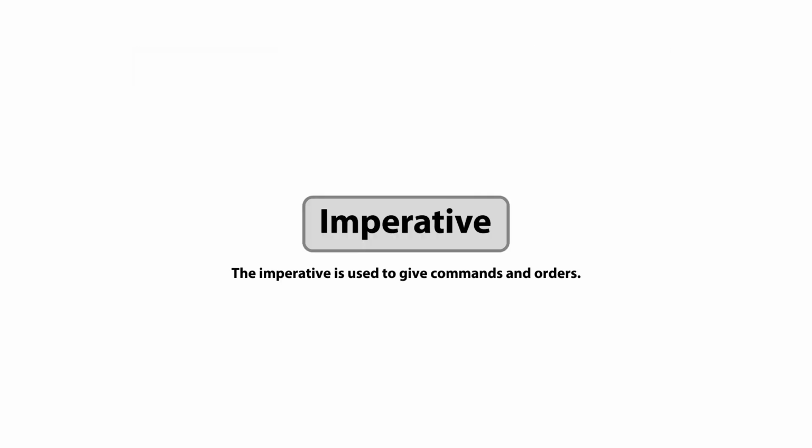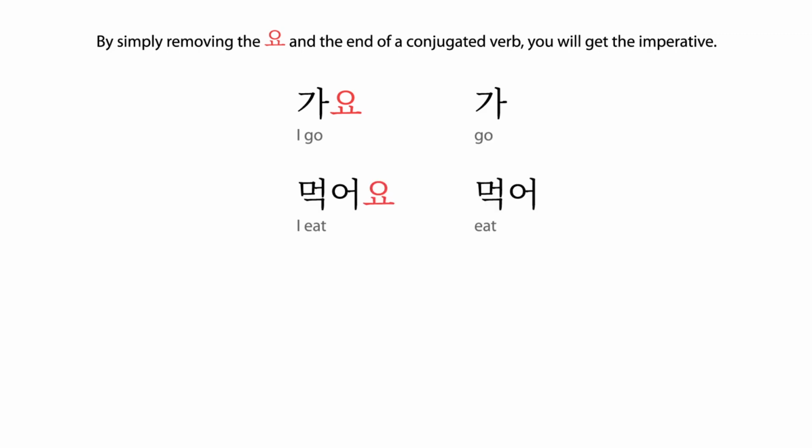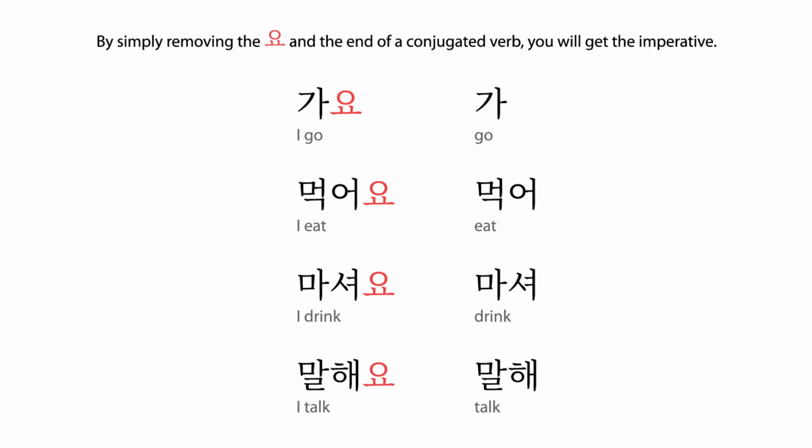Imperative. By simply removing the 요 at the end of a conjugated verb, you will get the imperative. 가요. 가. 먹어요. 먹어. 마셔요. 마셔. 말해요. 말해.